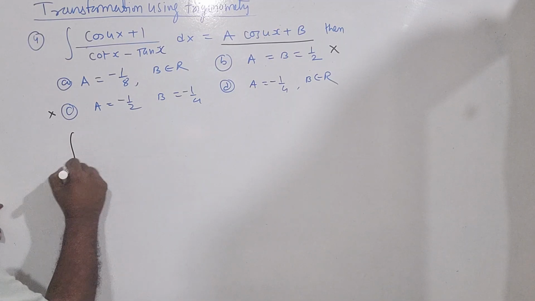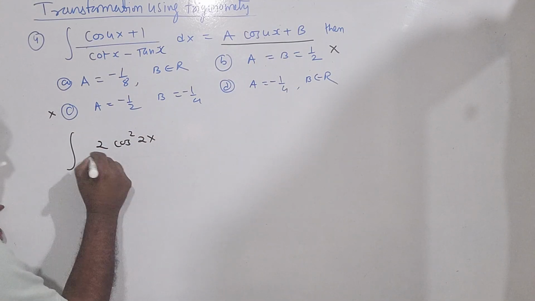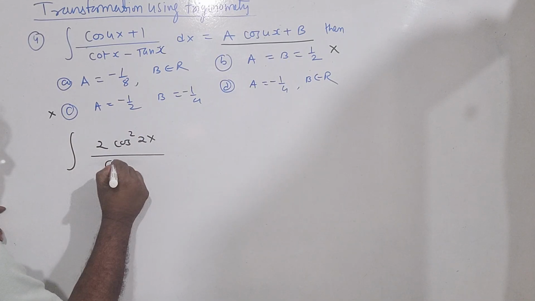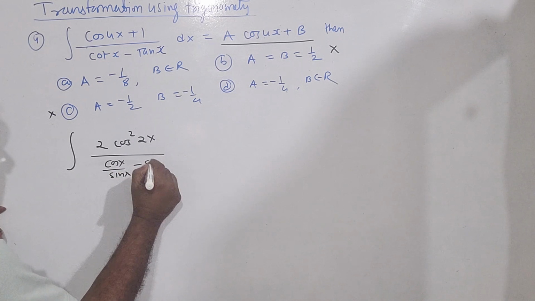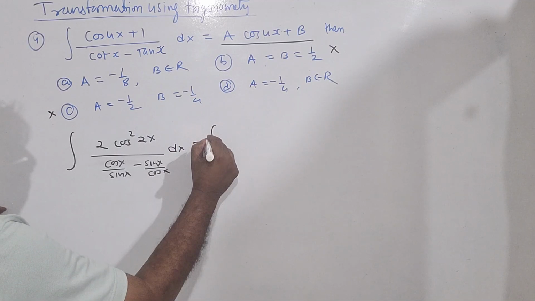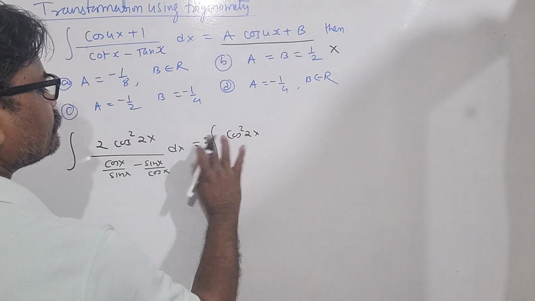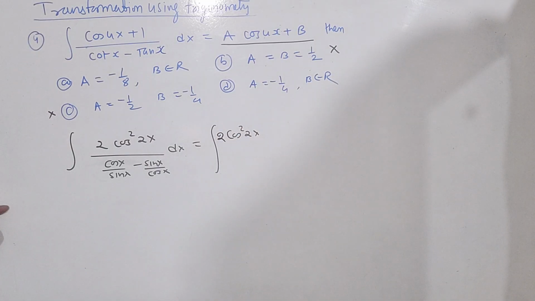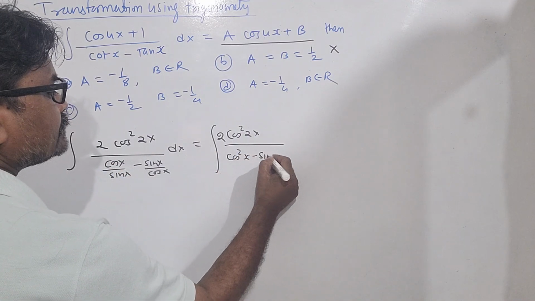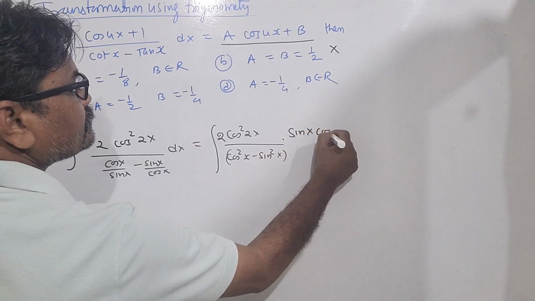Now let's do it. 1 plus cos 4x is 2 cos square of the half angle, that will be 2x. Cot x can be now written as cos x by sin x, and this is minus sin x by cos x dx. So 2, take it outside first. cos square 2x, this is cos square 2x. Actually, don't take 2 outside, it will be useful ahead. 2 cos square 2x, and this is cos square x minus sin square x, divided by sin x cos x, so bring it up, sin x cos x dx.